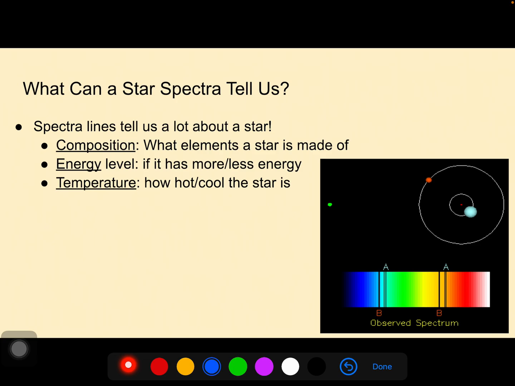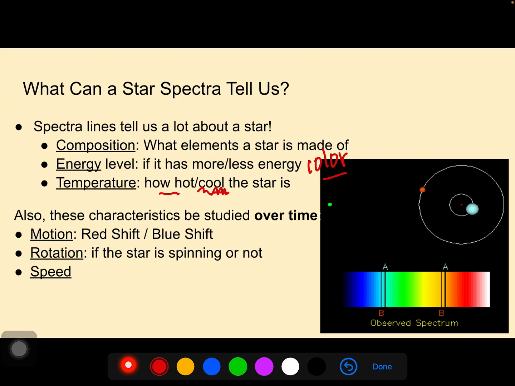We can also use it to figure out the energy level of the star, right? Depending on the color. If it's more red, we know it's a longer wave, weaker type of energy, more blue, more powerful. Same with temperature, right? Directly connected to energy, how hot or cool the star is. Remember, kind of tricky to say the star is cool. It's not cool, it's just cooler.